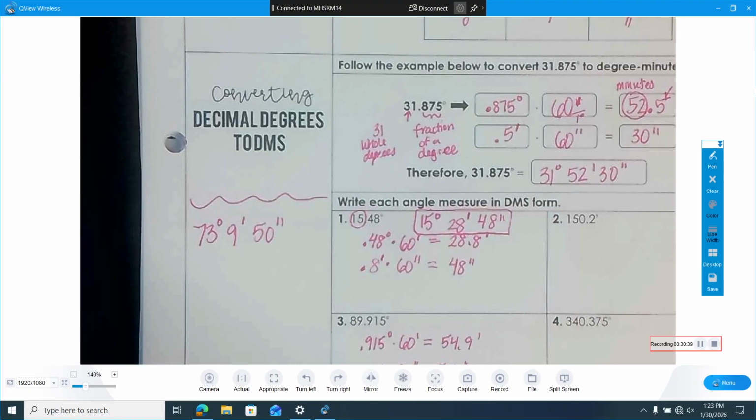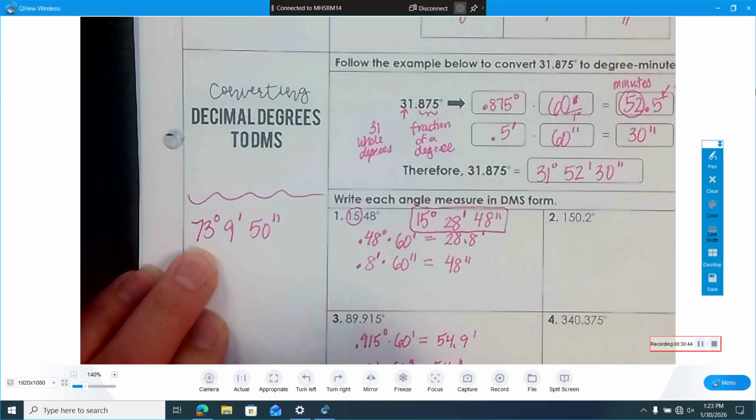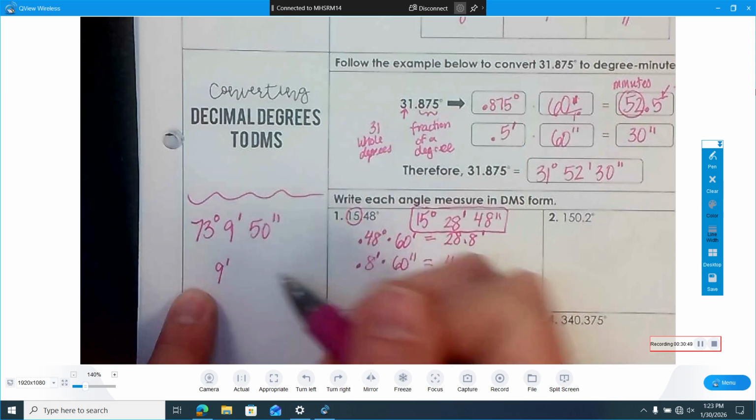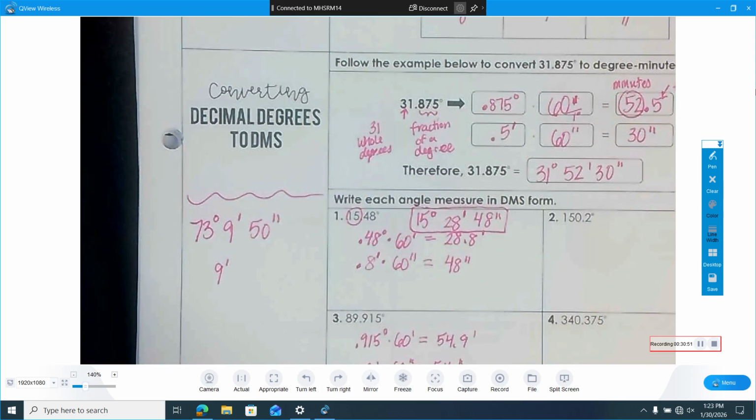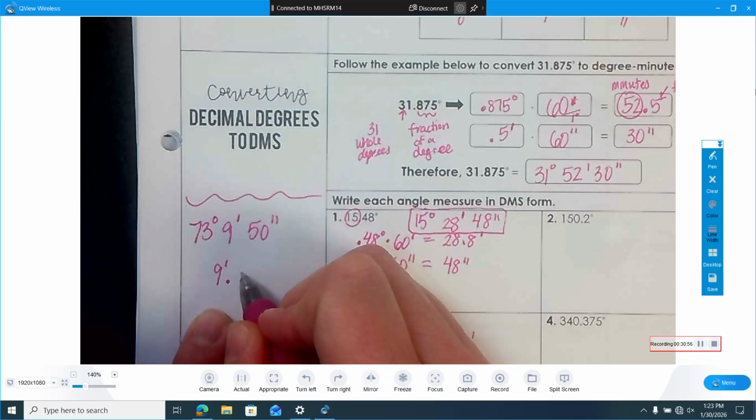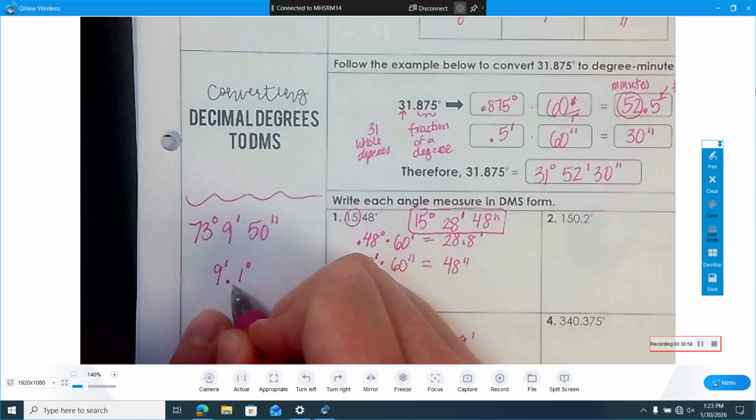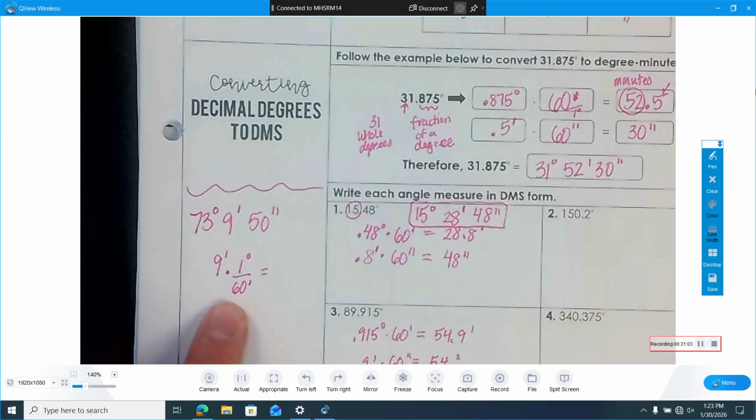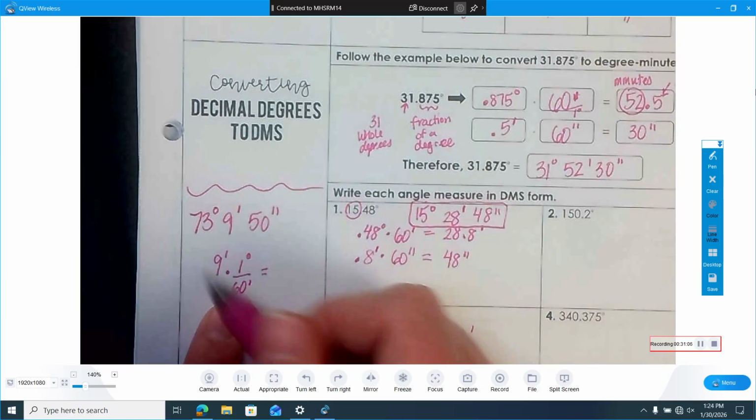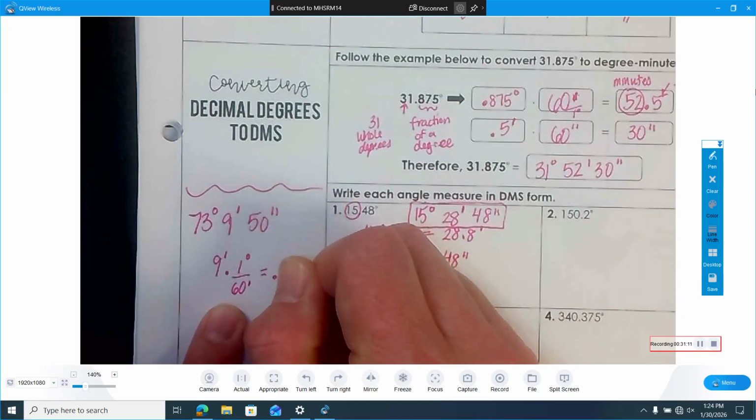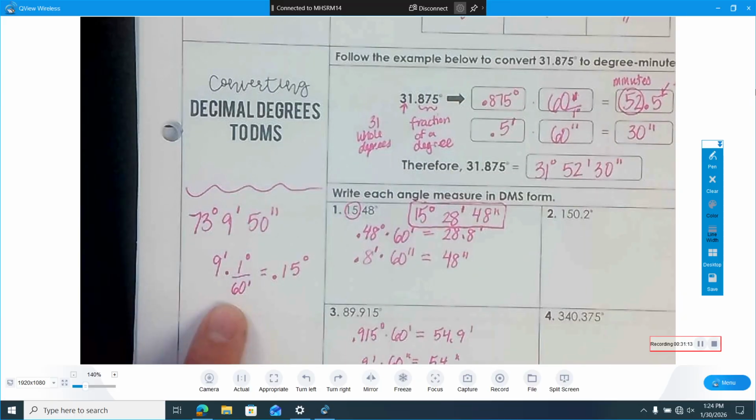You would do the division, but it's a little bit different. I already know I have 73 whole degrees, so I need to take my 9 minutes and convert it into degree form. I know that 1 degree has 60 minutes. So yes, you do end up dividing. 9 divided by 60 is 0.15. So that is 0.15 of a degree.